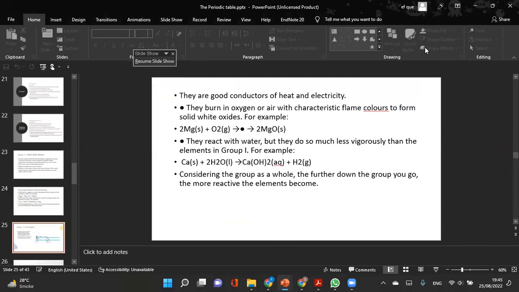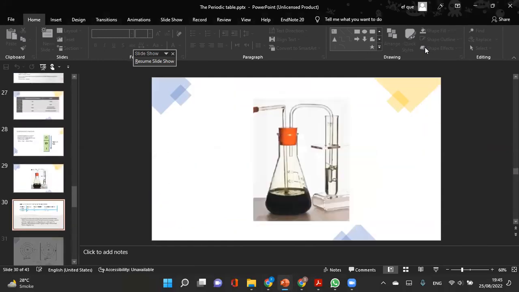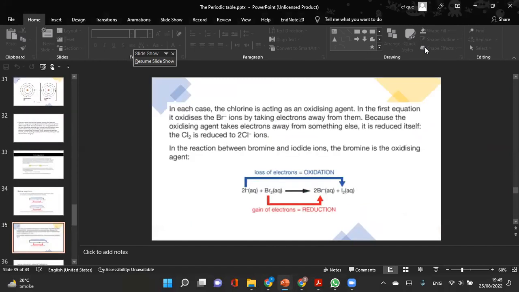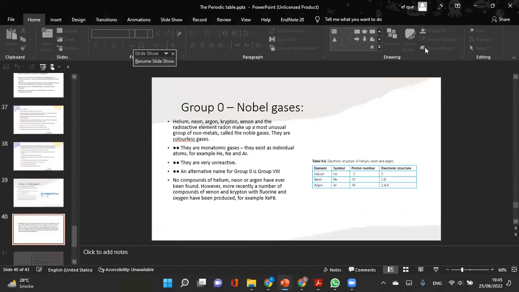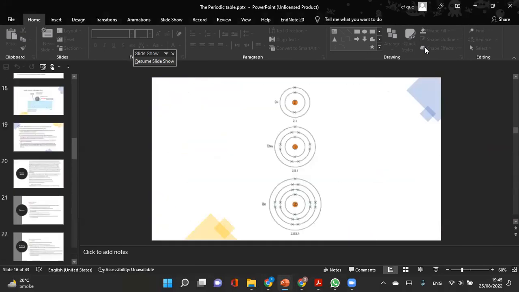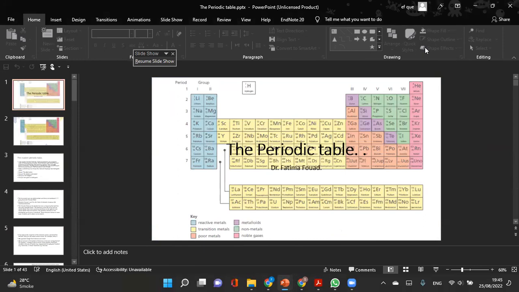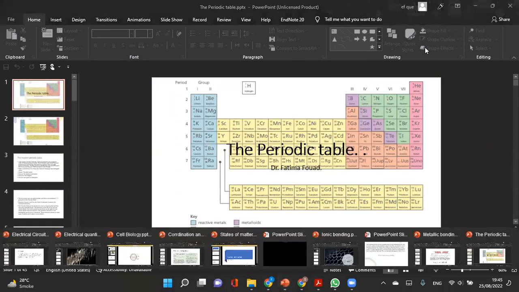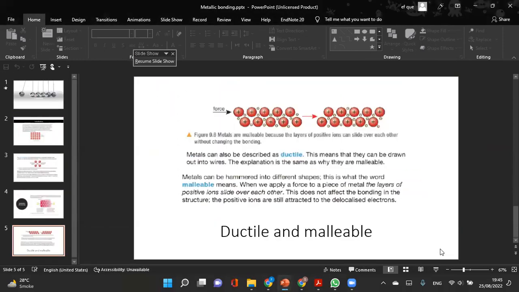Is metallic bonding the same thing as covalent bonding? It isn't, right? No. Metallic bonding is the bonding that is present in your metal. Covalent bonding is the bonding that you have between two non-metals. Metallic bonding is the bonding inside that metal. If I take a piece of sodium or I take a piece of copper, the bonding inside that copper is metallic bonding. If I take that copper and I react it with chlorine, for example, copper chloride, that becomes ionic bonding.